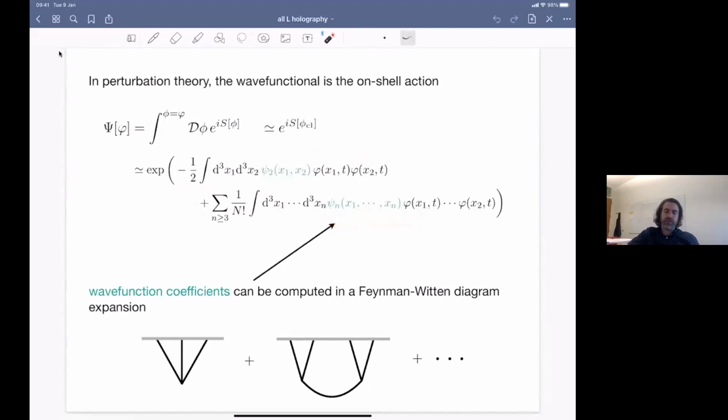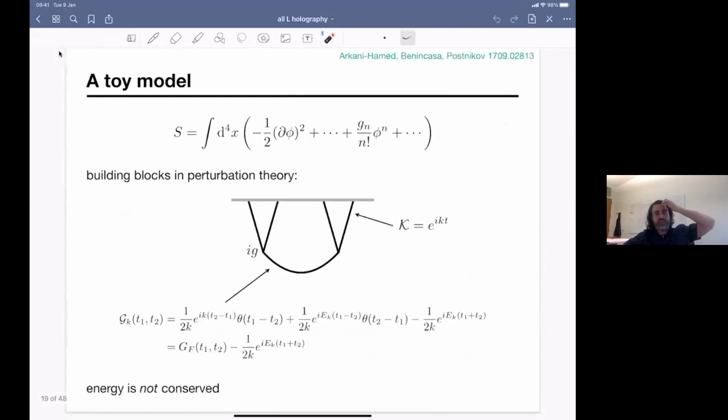Okay, so if I want to compute the 4-point wave functional coefficient, I compute it very similar to the way that I would compute a 4-point scattering amplitude in quantum field theory. Okay, so that's a little bit abstract. I think the easiest way to kind of make your peace with the wave function is to just see some simple examples where we compute this.